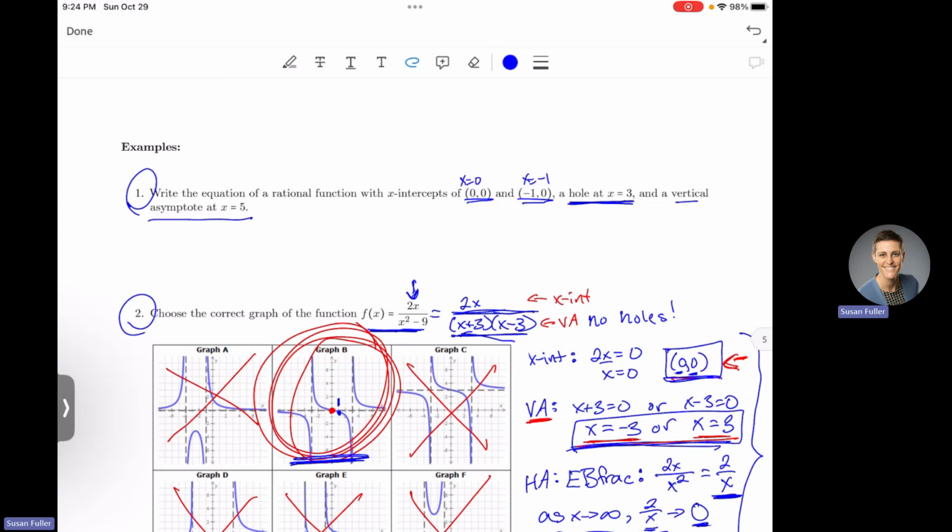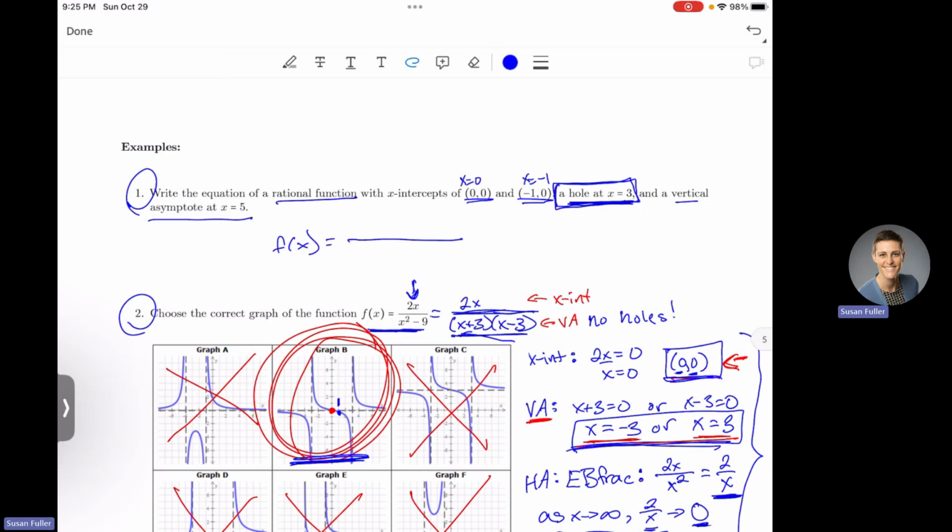Well, we have to start thinking about where these things come from. So I know this is going to be a rational function. So I know that my function is going to be a fraction with variables in it. So I'm going to make a fraction bar. Let's start with a hole because I think this is the one that's easiest for most people's brains to start with. Where do holes come from? Holes come from canceling, right?